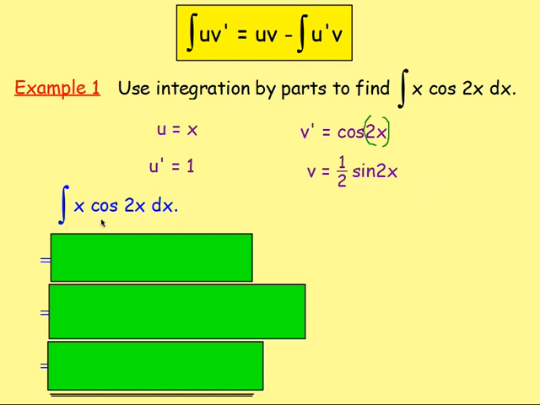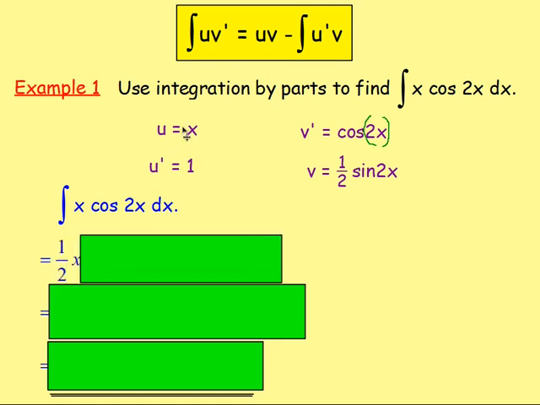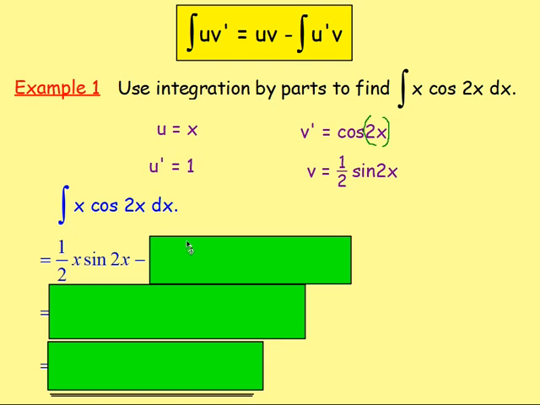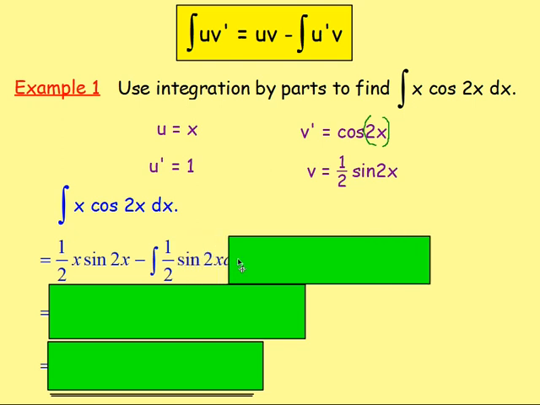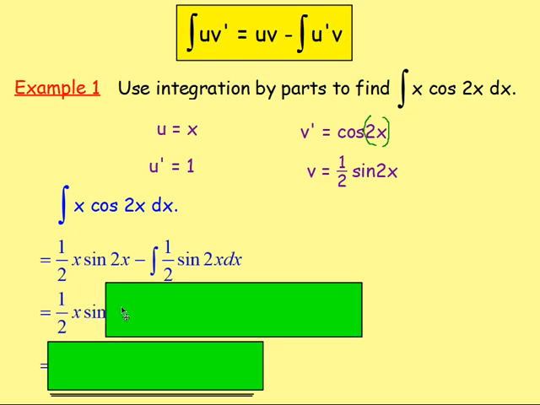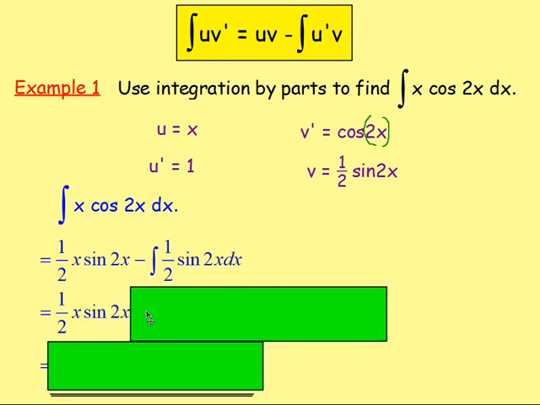From there then, if we are integrating x cos 2x, well, just look at the formula here. You would have u times v. So u times v would be x times a half sine 2x. Just put the half first, then the x, then the sine 2x. Take away, and then it's the integral of u dash times v. U dash is 1, so it's the integral of 1 times a half sine 2x, which is obviously just a half sine 2x. And then you're integrating that with respect to x. After that then, you've got a half x sine 2x. That is not changing. But you can take that half outside the integral sign.